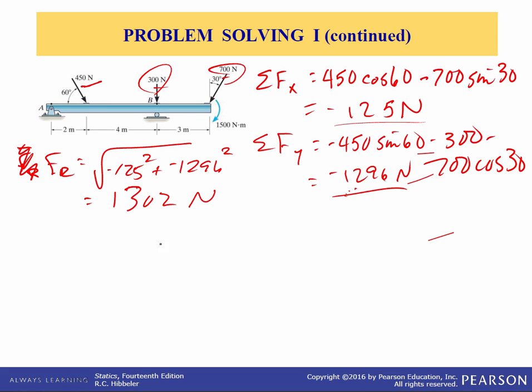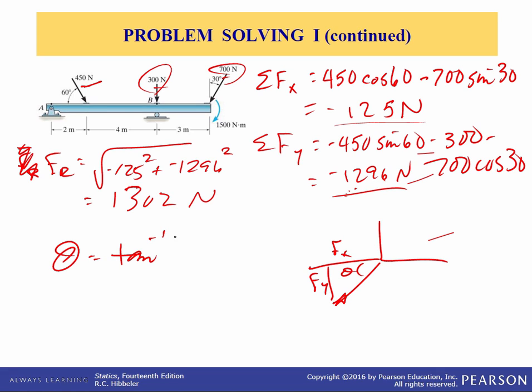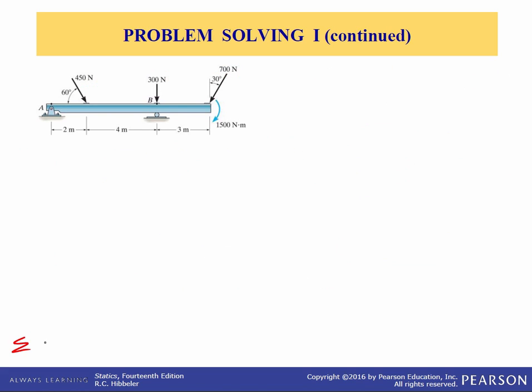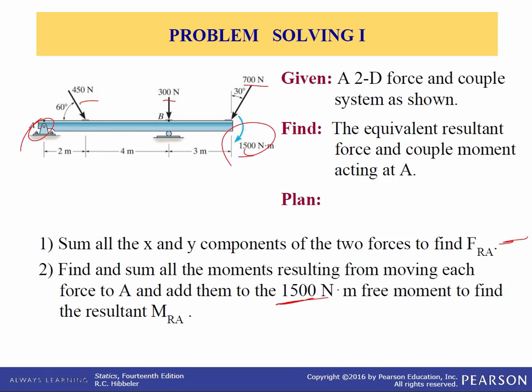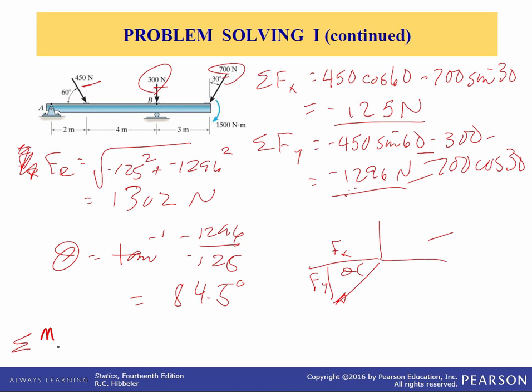And the angle at which it acts, they're both negative, so we're in the third quadrant here, right? This is Fx, this is Fy, and this is theta. So theta is the inverse tangent of Fy over Fx, or minus 1296 over 125, and that equals 84.5 degrees. Now let's sum the moments about point A.